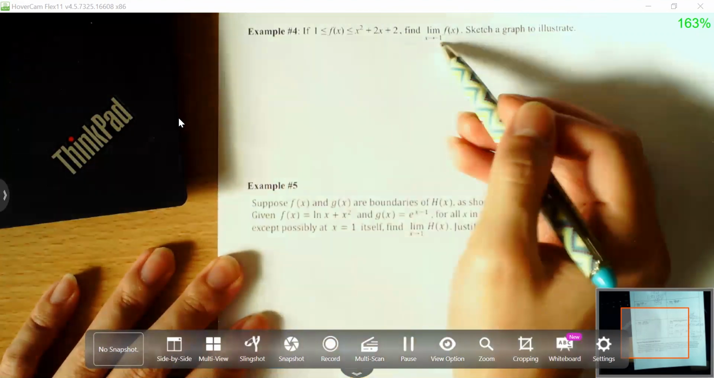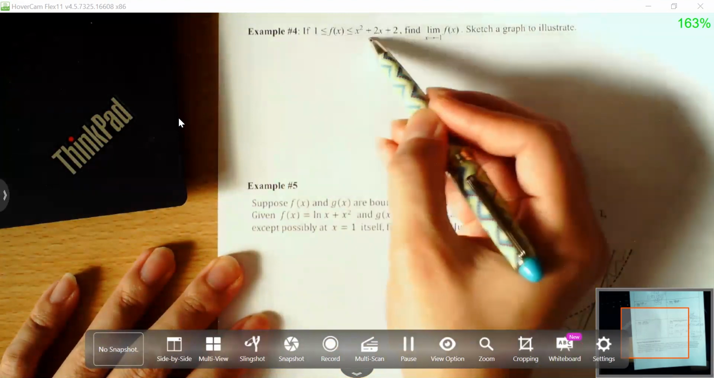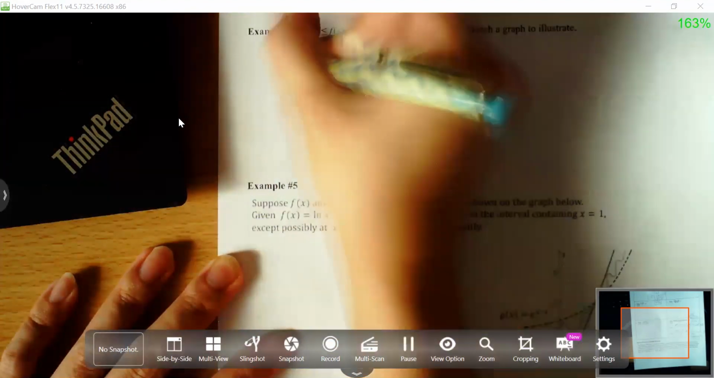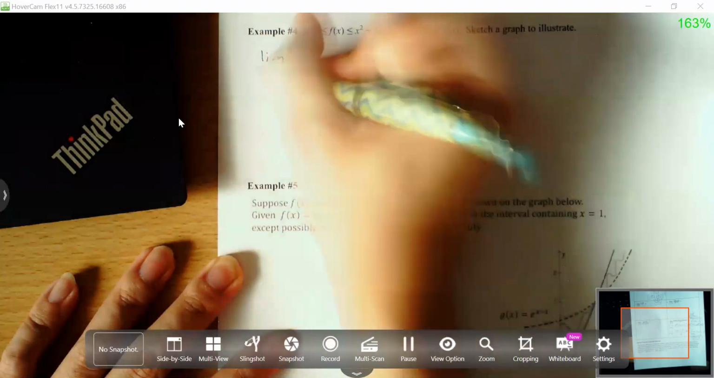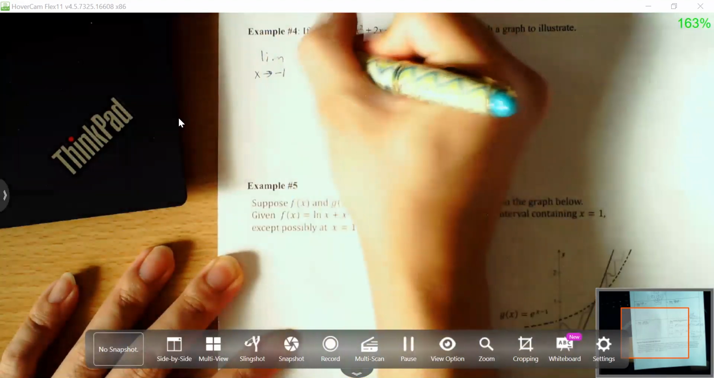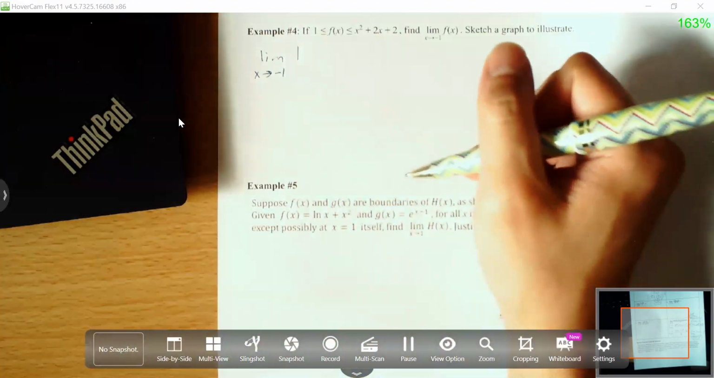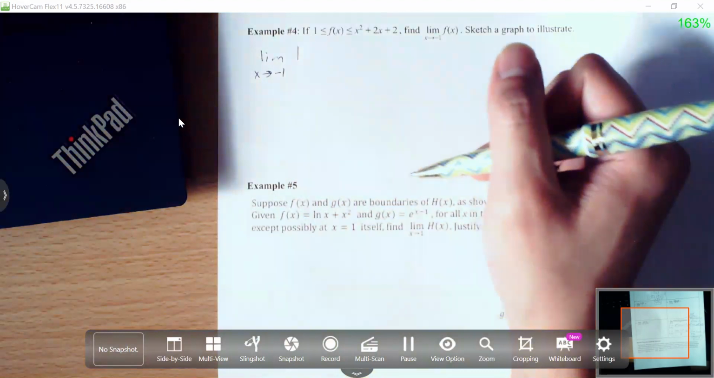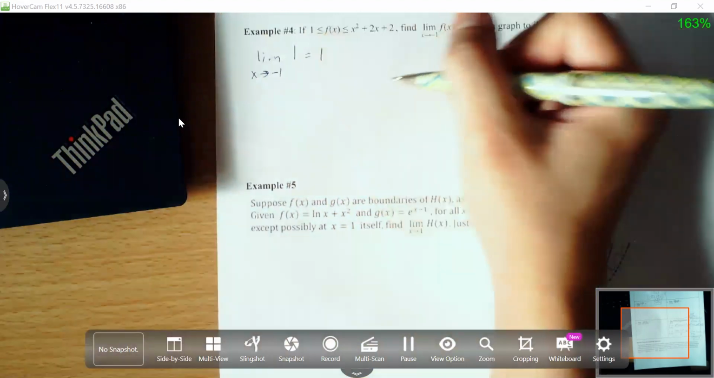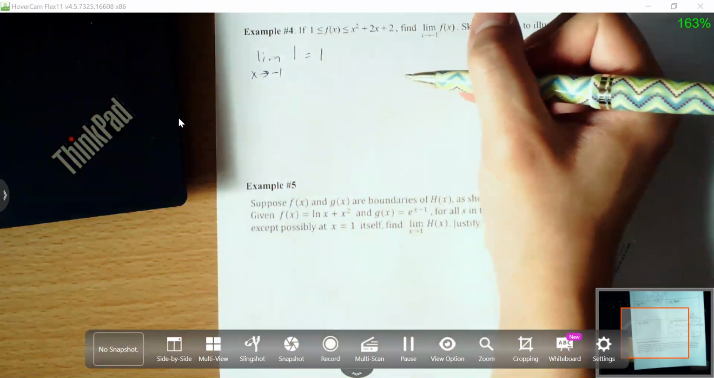So what I'm going to do is find the limit of this left function, and find the limit of the right function. So let's go ahead and find the limit as x approaches -1 of 1. And we all know that this is just going to be 1, right? The limit of any constant is just the constant itself.